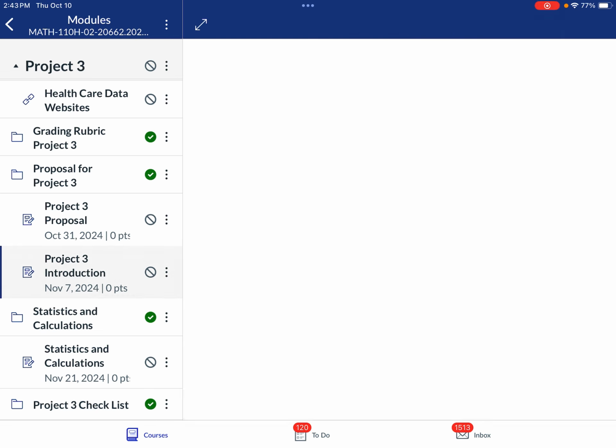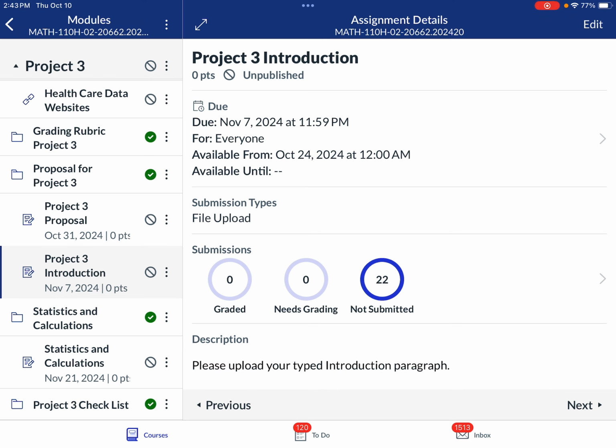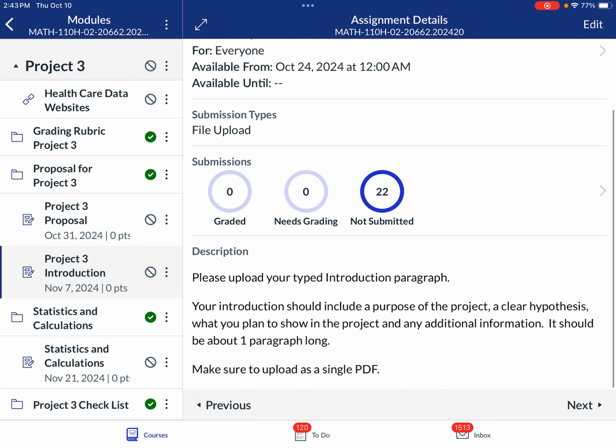The next thing that we have is our introduction. With the introduction, you're going to upload your introduction paragraph here. Your introduction should include a purpose of the project, a clear hypothesis, what you're planning to show in the project, and any additional information. It should be about 1 paragraph long. You're going to upload this as a PDF file. This also gives me an opportunity to ask questions.